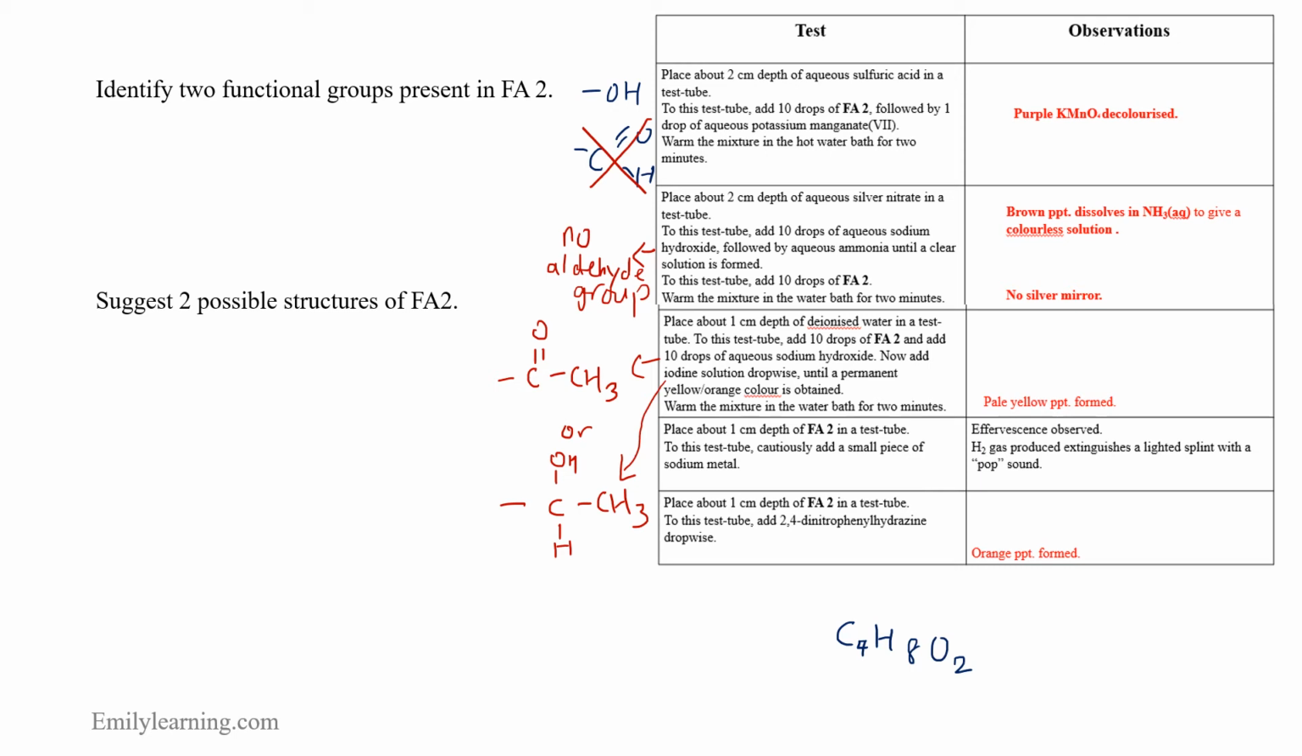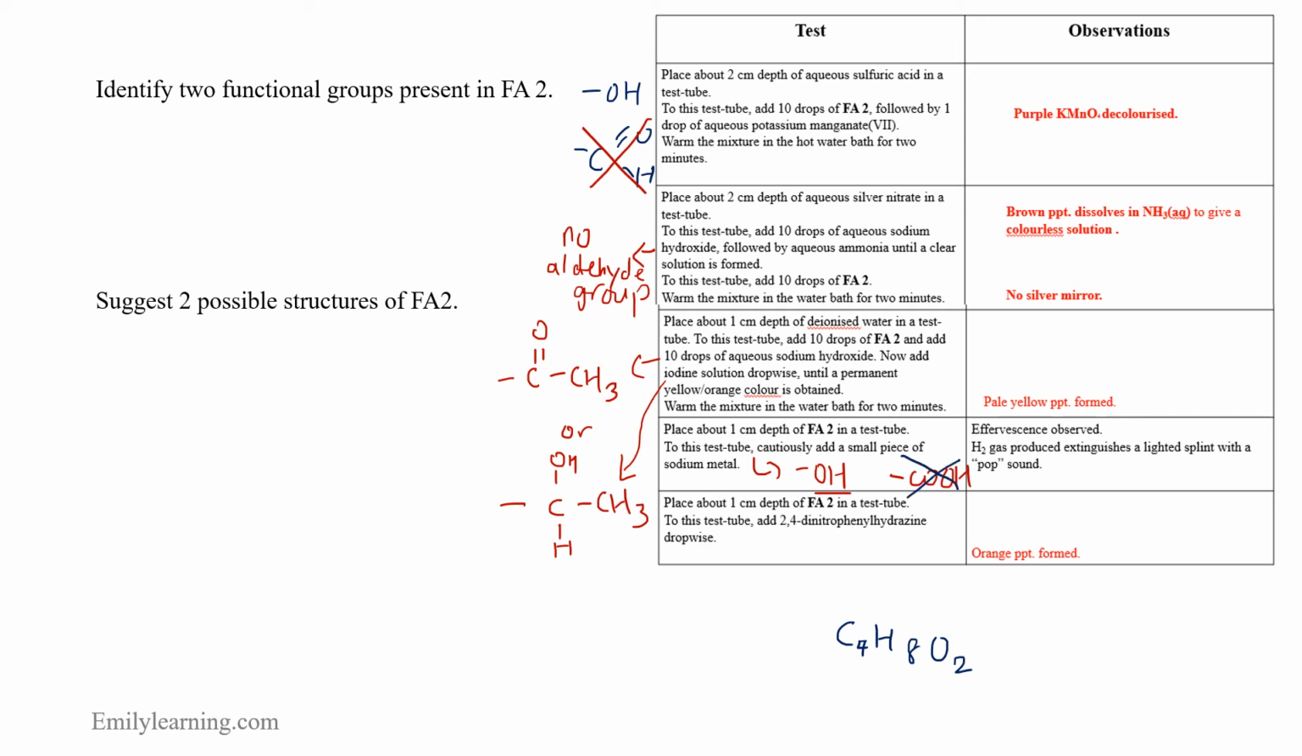So for this test, I know that because there is hydrogen being produced, I have OH or COOH. And because I already have an OH group, I cannot have a COOH group, because if you have OH plus COOH, how many oxygen is that? It is 3 oxygen, right? But the molecular formula of the compound given to us has only 2 oxygens. So I can eliminate COOH.